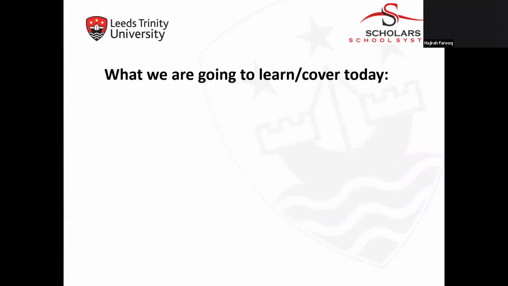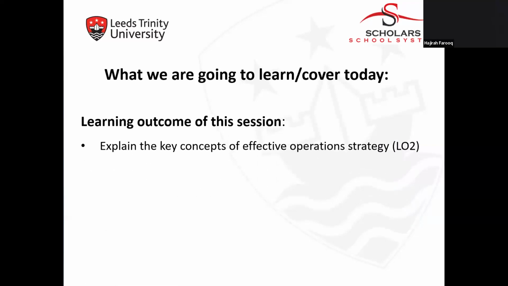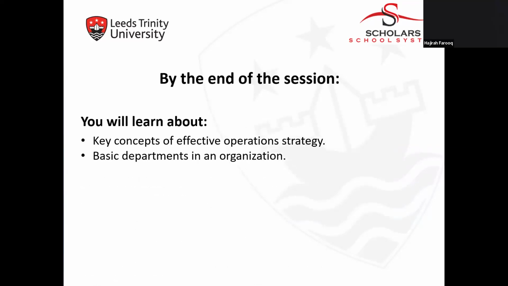Moving on, we discussed that today, in the fourth week, we were going to discuss the second learning outcome, which is explanation of the key concepts of effective operations strategy. And moving further, we discussed that by the end of the session, the students will be able to learn about the key concepts of effective operations strategy and the basic departments in an organization.